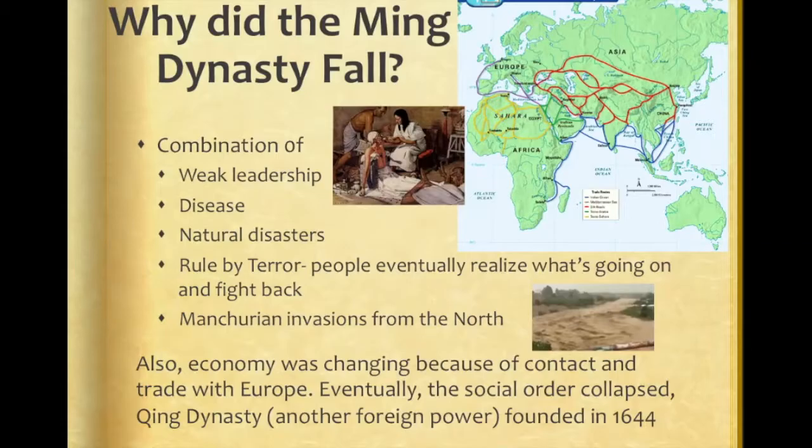That's where we're going to stop it for today. Hopefully, you took notes. You understand a little bit about a common theme and rise of a dynasty and maybe a fall of a dynasty.